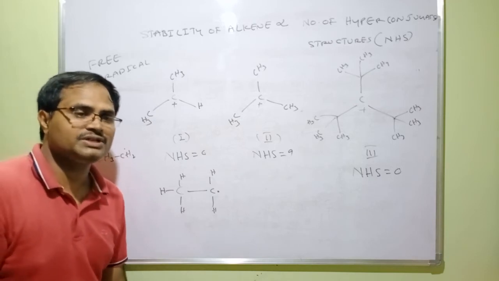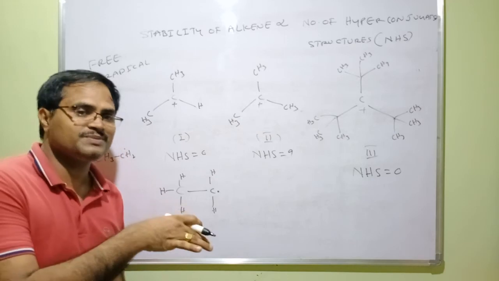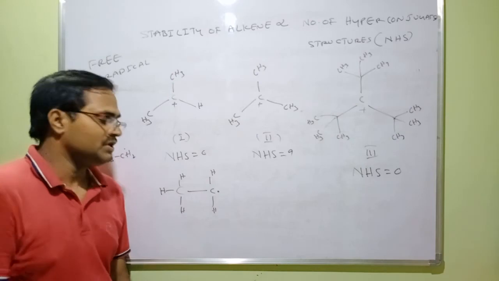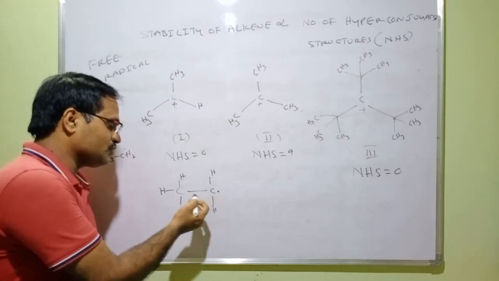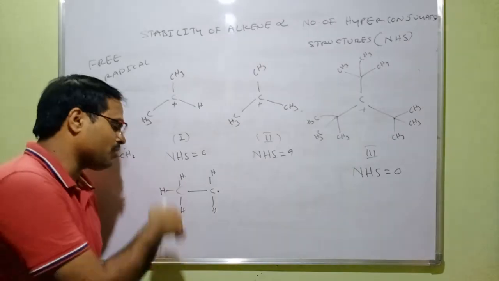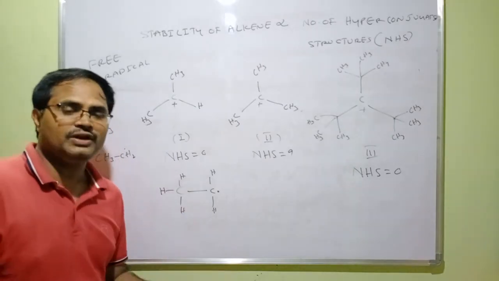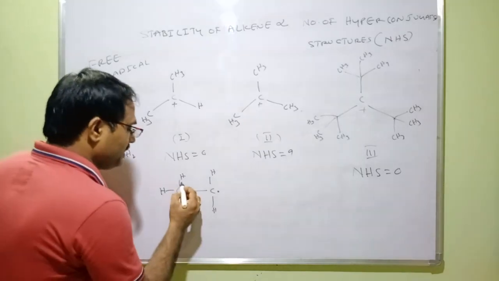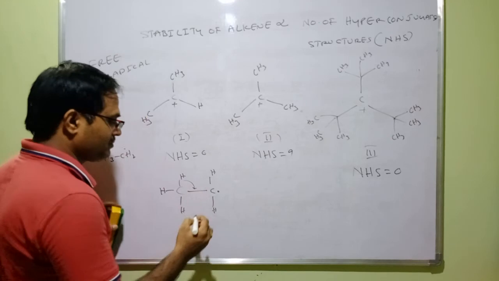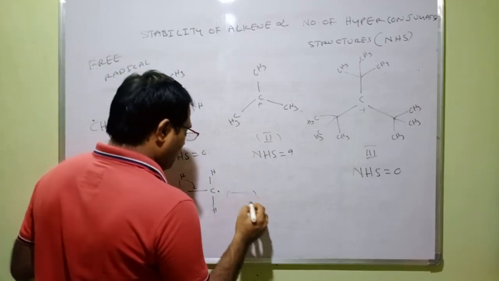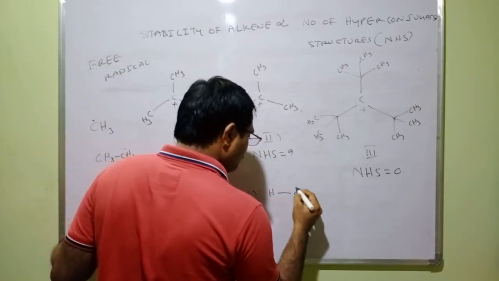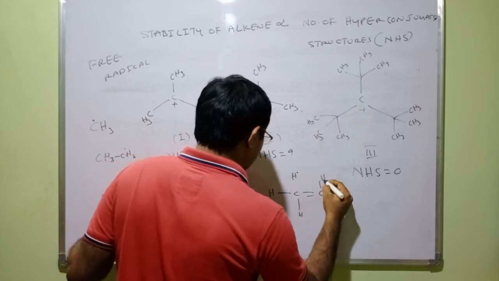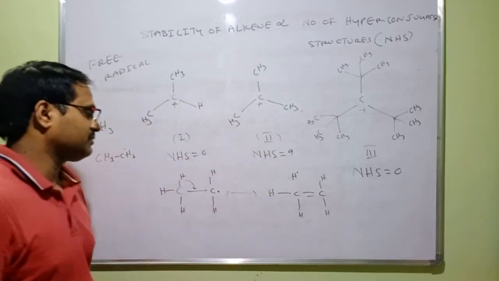What is the definition of hyperconjugation? You should have an sp2 carbon. Beside sp2, an sp3 carbon must be there. At the sp3 carbon, you should have CH bonds. So this is sp2, beside sp2 you have sp3, at sp3 you have CH bonds. That means all conditions are fulfilled to show hyperconjugation. Then polarization of the bond happens. This bond will polarize like this and gives this kind of structure.